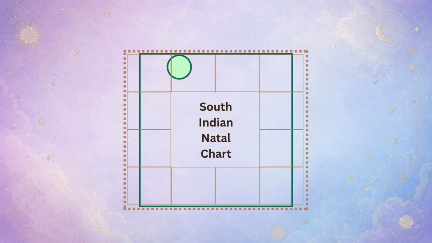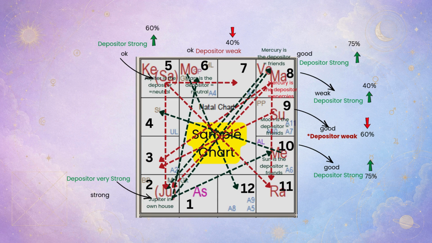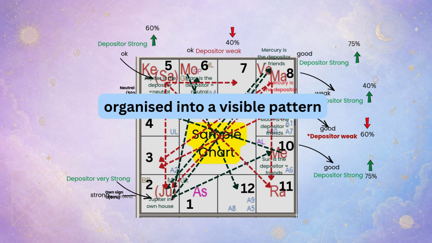The rectangular compartments also make the chart easier to use as a working document. You can color code signs, mark the ascendant, number the houses, write planetary strengths, and draw aspect arrows directly across the chart. Information that might otherwise feel like a collection of disconnected rules becomes organized into a visible pattern. For a beginner, this is important. The easier the chart is to organize visually, the more mental space you have available for the actual work of interpretation.